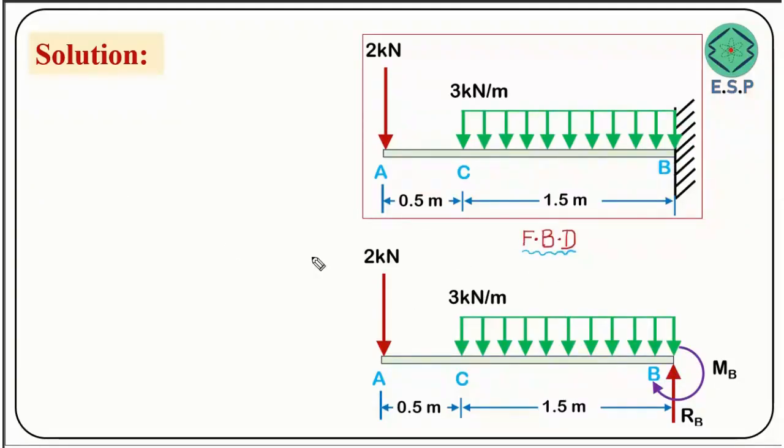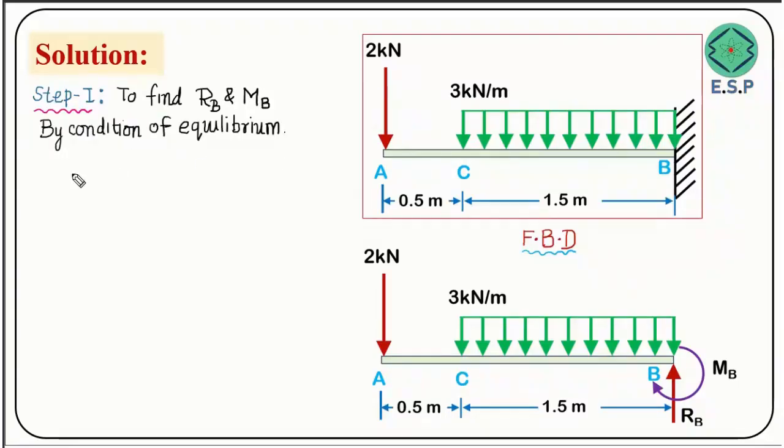So this is basically we have drawn the free body diagram. So our first step is to draw a free body diagram, and from this free body diagram we shall find all the support reactions and support moment reactions. So step 1 is to calculate support reaction, that is RB, and support moment reaction, that is MB. So step 1 is to find reaction force, that is RB, and reaction moment, that is MB.